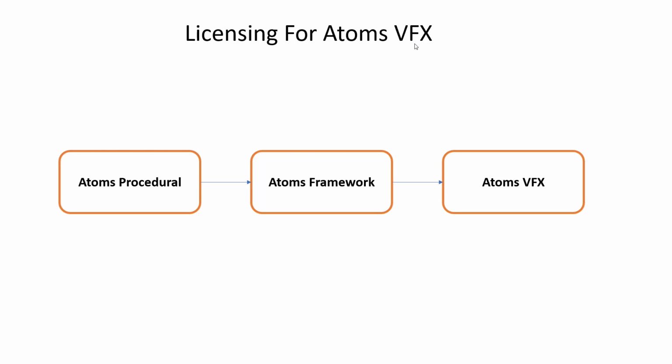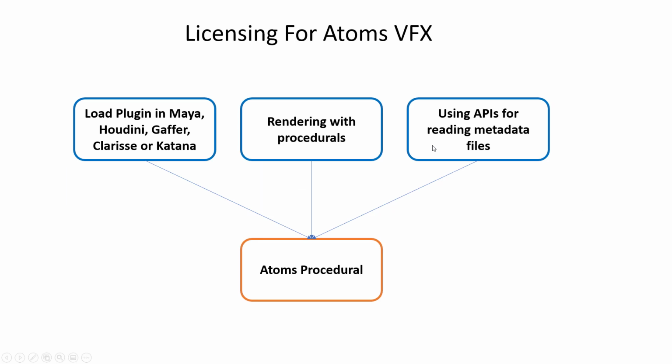So usually, the Atoms procedural license gets checked out in a few different stages. When you load the plugin in Maya, Houdini, Gaffer, Clarisse, or Katana. For instance, if you load the Atoms plugin in Maya, then you automatically check out a procedural license, and the same thing happens in Houdini, Clarisse, Katana and Gaffer. When you render with our procedural, so if you render with Arnold using our procedurals and so on, then you are using a procedural license.